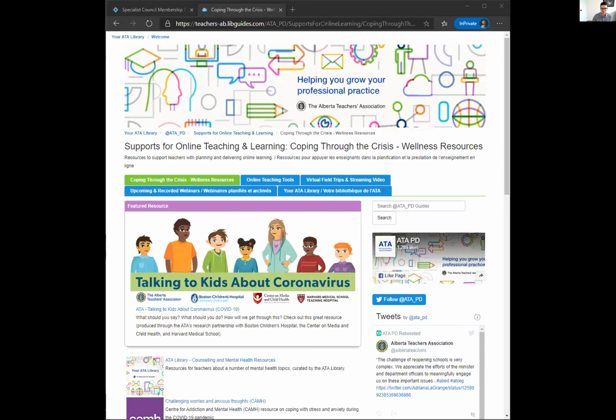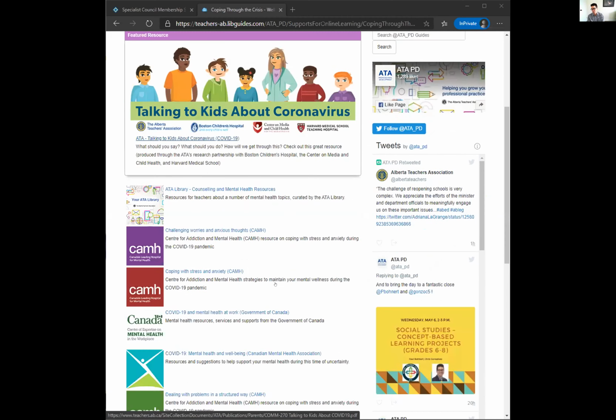But a website right now that I'm showing, you're going to want to take down that website or copy and paste it, because that's going to bring you to this site right here. This site has been put on by the Alberta Teachers Association Professional Development Team. A couple of things I'll just walk you through. The left-hand side is coping through the crisis. So these are wellness resources.